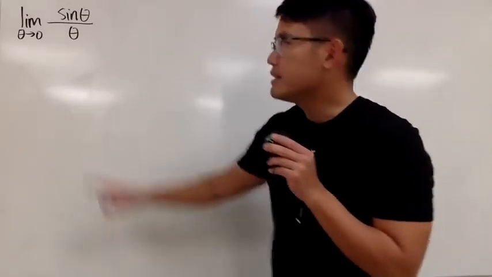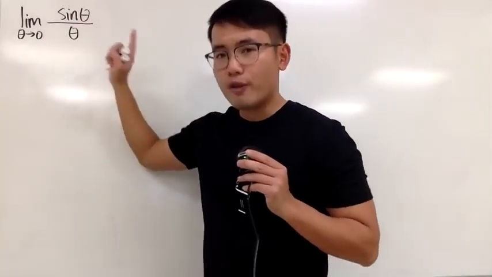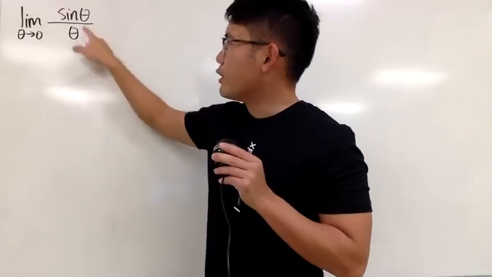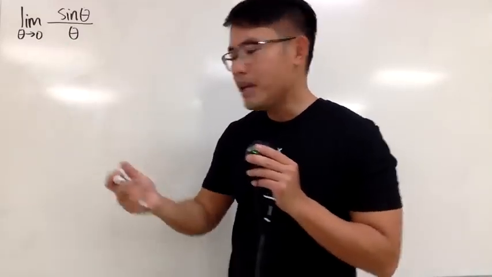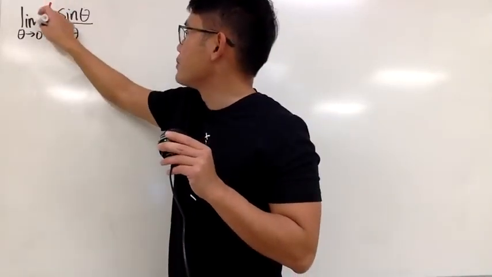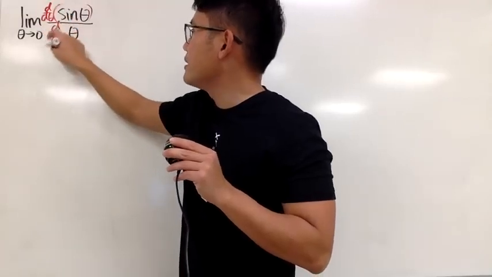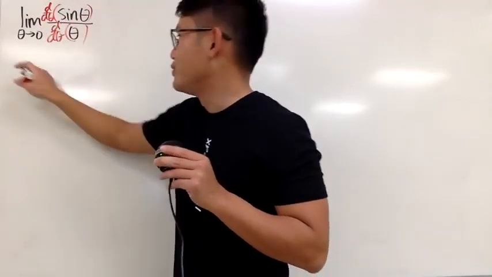Okay, let's talk about the limit as theta goes to 0 of sine theta over theta. If we put 0 right here and right here, we end up with 0 over 0. So maybe let's just go ahead and do L'Hopital's rule. Let's put down d theta, d theta. So we are showing work and our teacher will be happy, right?